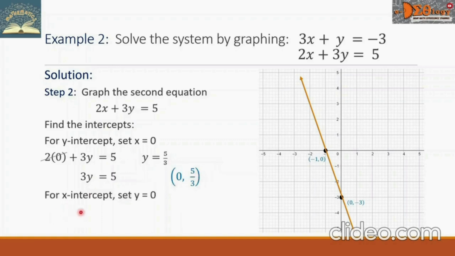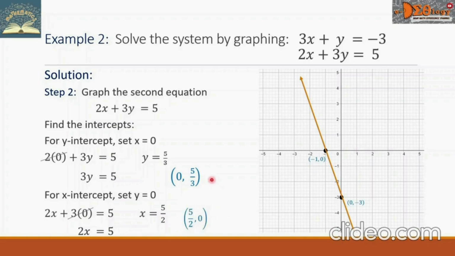Then we go for x-intercept. We set y equals 0. So this equation becomes 2x plus 3 times 0 equals 5. 3 times 0 is cancelled, so we have 2x equals 5. Let us solve for x. So x equals 5 over 2. We can write now the point. So 5 over 2, 0.